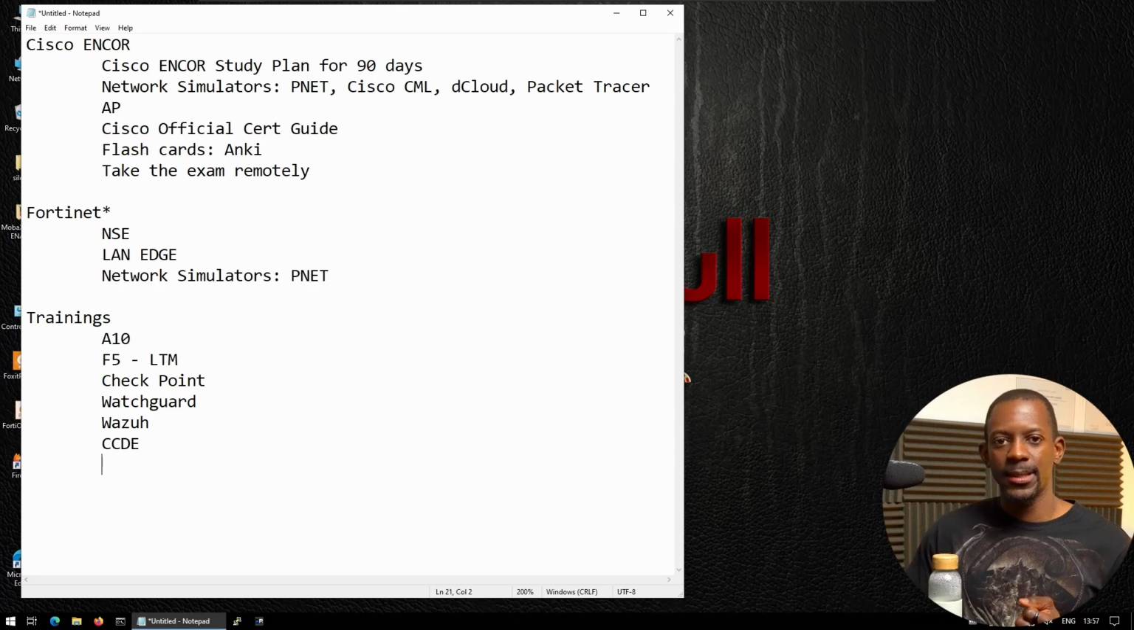Now, CCDE, I don't plan to take an exam at all because I don't think it's going to be beneficial, at least for me at this moment. But definitely I want to take a look at the content related to CCDE. If you don't know what CCDE is, it is designed for those who want to act as a solution architect. So you don't have to configure the devices at all.